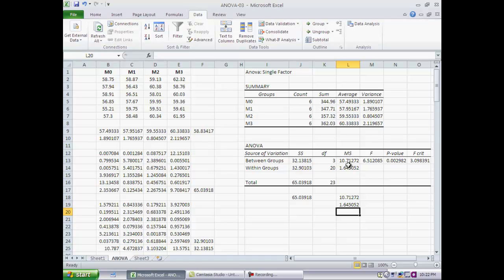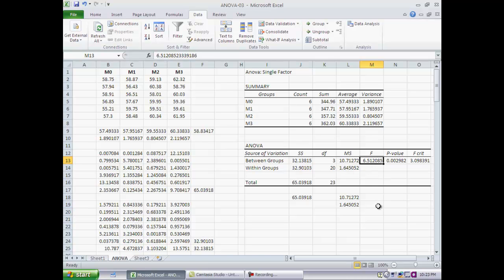The physical interpretation of 10.71 and 1.64, as you saw from our previous video, is that these are 2 different estimates of the population variance. The 1.64 is without assuming that the null is true. This 10.71 is assuming that the null is true. So now we have to check statistically whether 10.71 is very, very different from 1.64. We can't just eyeball it. The test statistic that we use to check whether these two are very different is the ratio of the two.